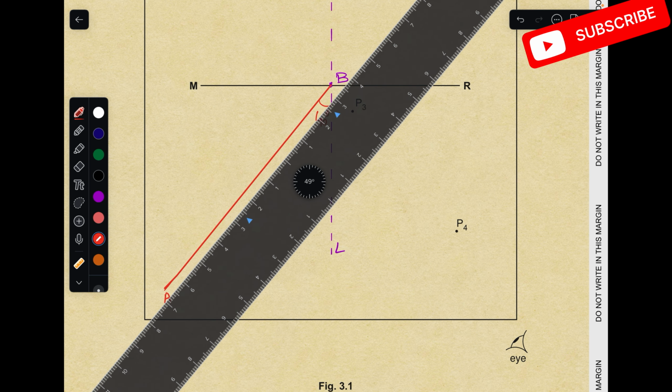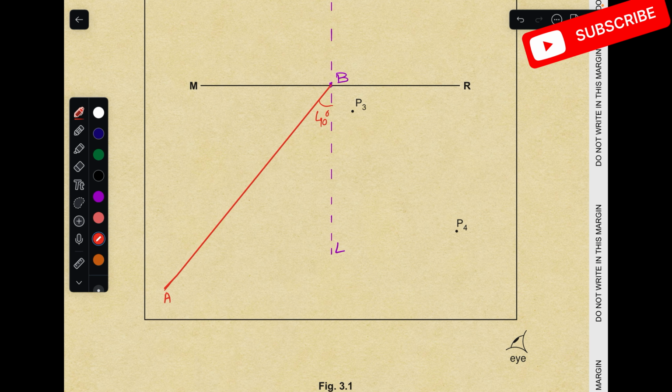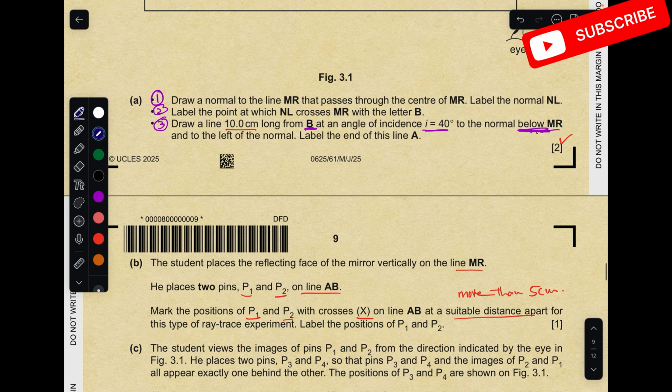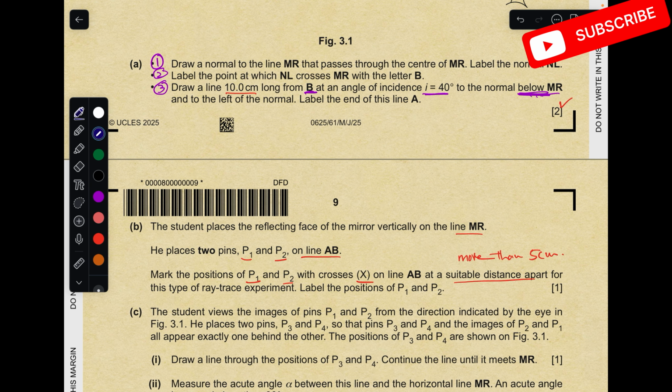So we don't need the scale here. I'm marking 1 point here, 1 point here. It does not matter. I know the full length is 10 centimeters, so I'm taking more than half of the length distance apart. So you can name this as P1, you can name this as P2. It should be more than 5 centimeter separation of P1 and P2. Okay, so we are done with the B part. B, that's for the 1 mark.